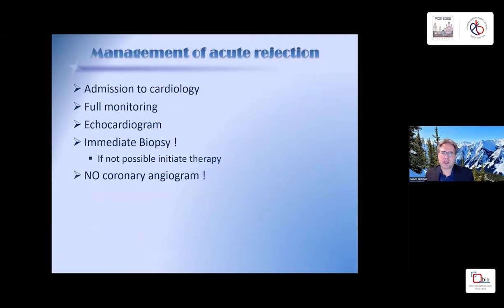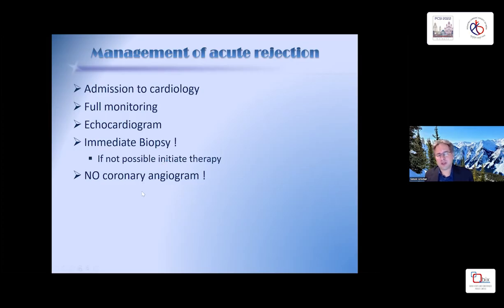Now, if you think a patient has acute rejection, they should always be admitted to cardiology and go on full monitoring. You would want to do your echocardiogram and ECG, and you would want to do a biopsy as soon as you can. If you cannot get a biopsy within a day or two and you're quite convinced or have clear non-invasive signs of a rejection, you would want to start treating and not wait for the biopsy.